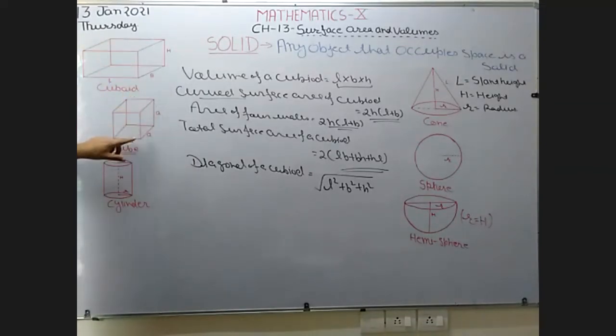Okay, remember this. In a cube, length, breadth, and height, all three dimensions of this figure, are equal to each other. So I write here length also A, breadth also A, and height also A. So this becomes a cube. Now we are going to tell the formulas for the cube.